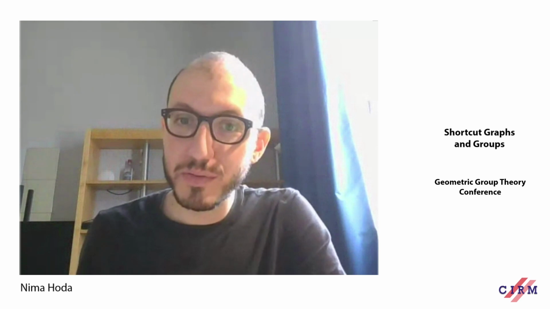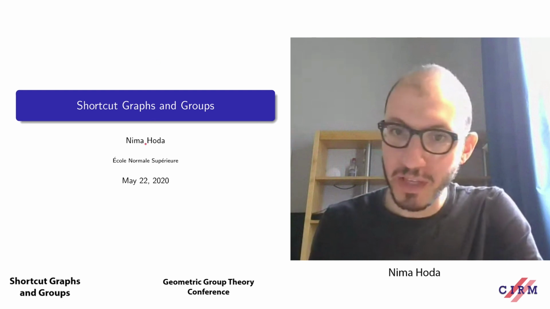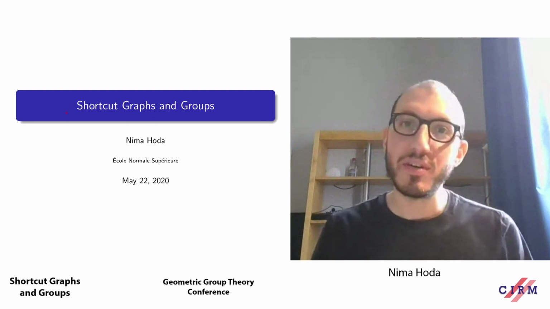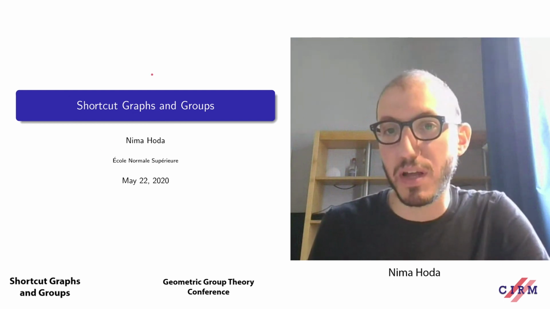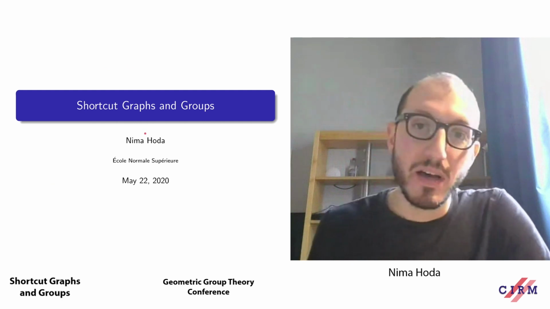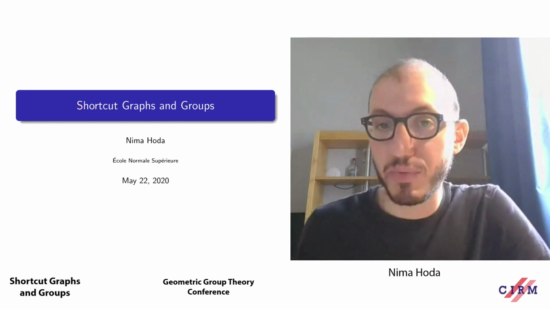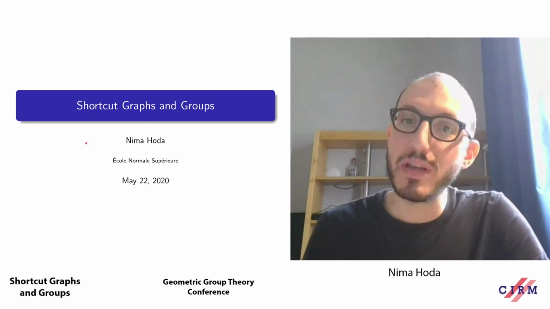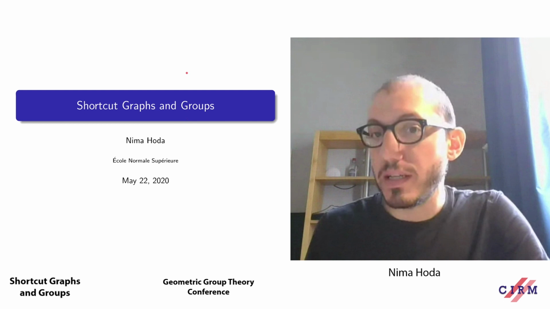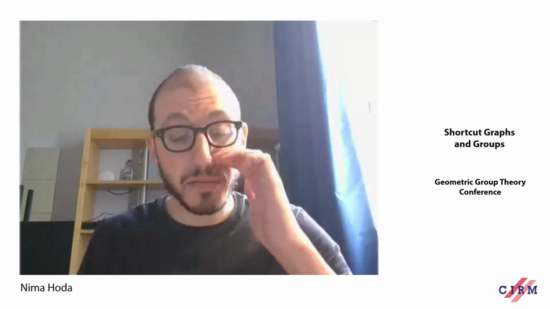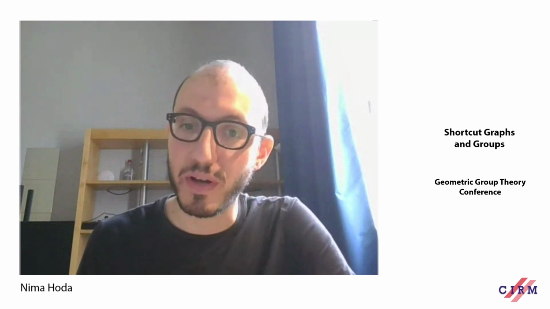So I'm going to tell you about shortcut graphs and groups. Shortcut graphs are graphs satisfying a very weak form of non-positive curvature. It turns out that there are many examples in the geometric group theory and metric graph theory literature, yet the conditions are strong enough to still have some consequences on the groups that are acting on these graphs.